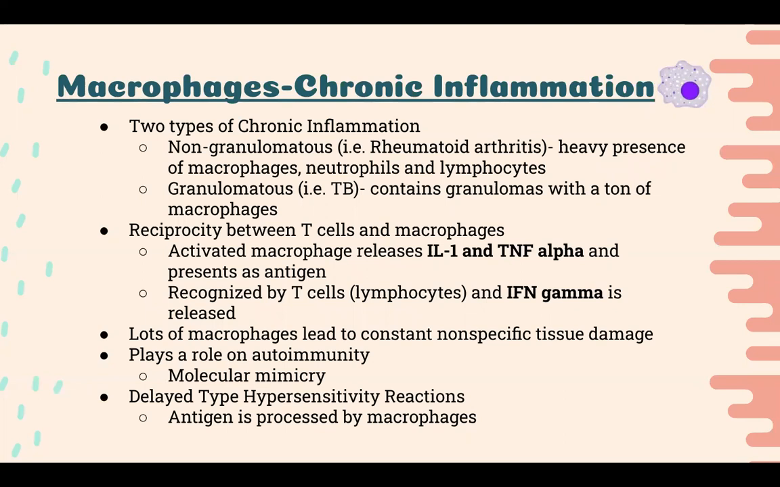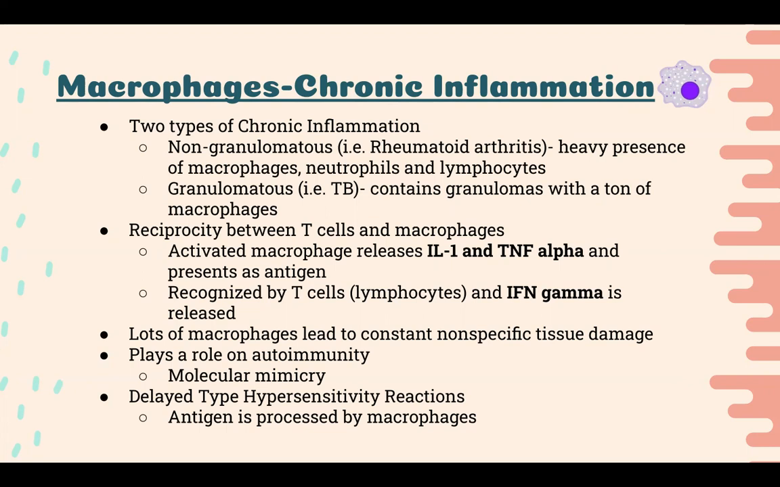IFN gamma then goes on to activate more macrophages. This process then repeats. With lots of macrophages, we get constant non-specific tissue damage via the release of reactive oxygen species and reactive nitrogen intermediates. In response to chronic inflammation regarding autoimmunity, molecular mimicry takes place. A pathogen often has something that resembles our self-antigens, which triggers a self-reaction response.